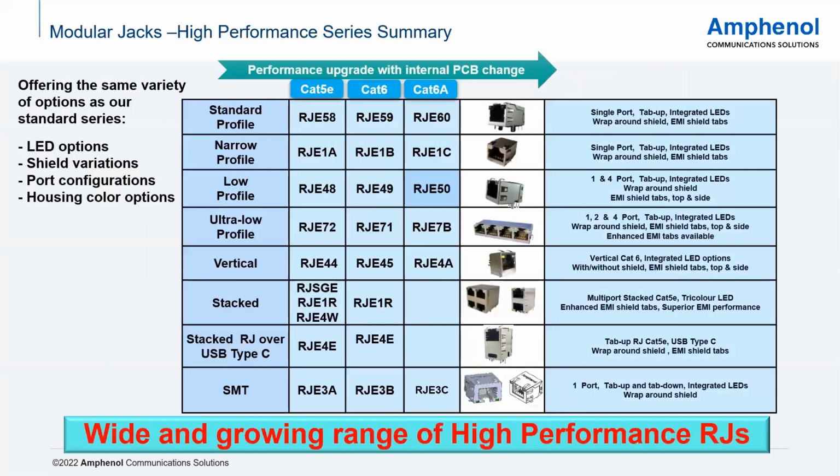This is the overall range that we have in the high performance series. We have a standard profile, a narrow profile, a low profile, and an ultra low profile. So we have 4 different types in through hole. We have a vertical series, which is available in one particular profile. We have stacked, as well as surface mount. And along with that, as I said, we have a combinational RJ in the high speed, which is a USB over a Type-C.